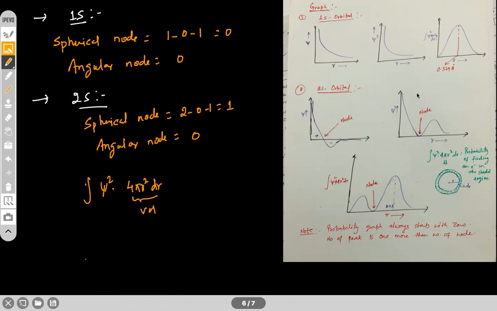Like I said, the probability graph is more important. If you have this kind of graph, the peaks, the mountain structures that you see here, if you have two peaks, then we have one node. That's what I have written here: the number of peaks is one more than the number of nodes. The probability graph always starts from zero. The point at which it touches the axis, there the probability becomes zero, and that becomes the nodal surface. Okay, did you understand this?